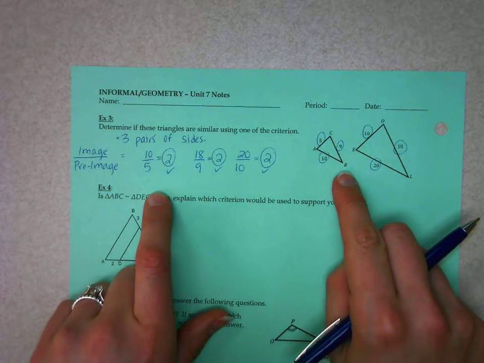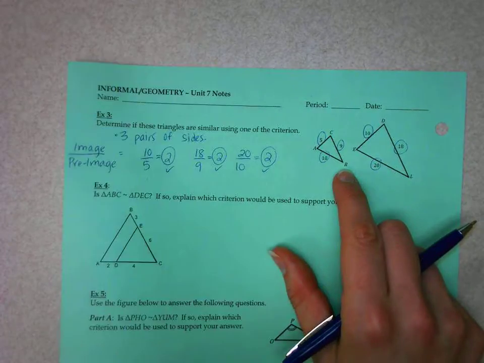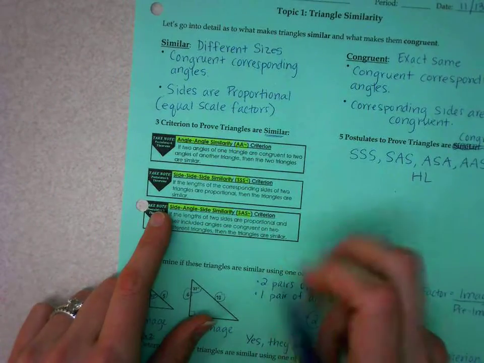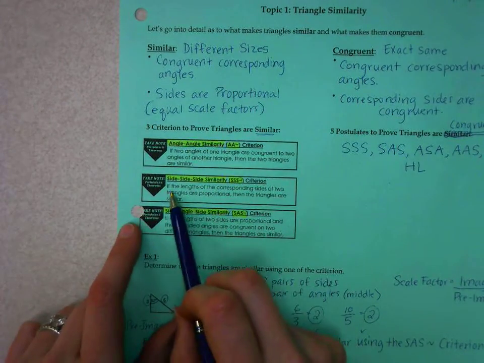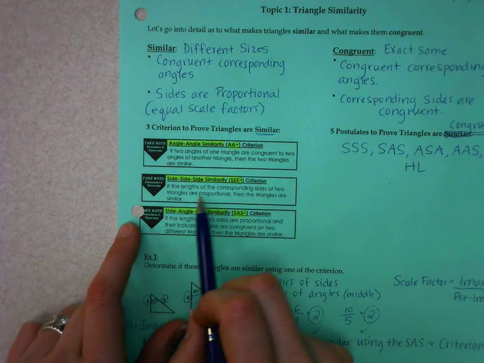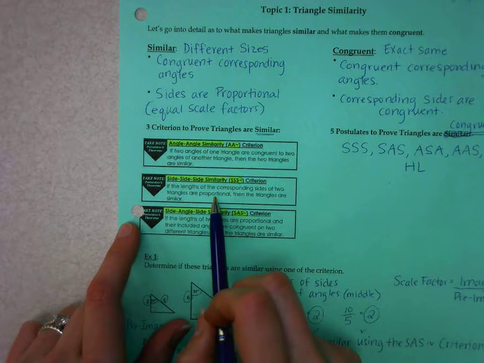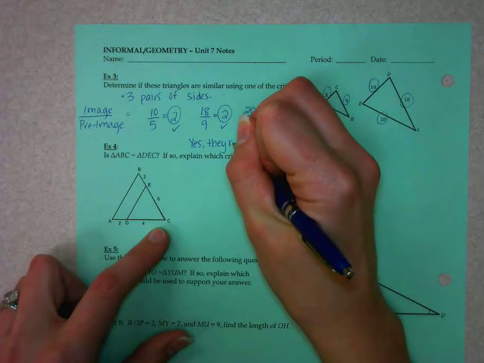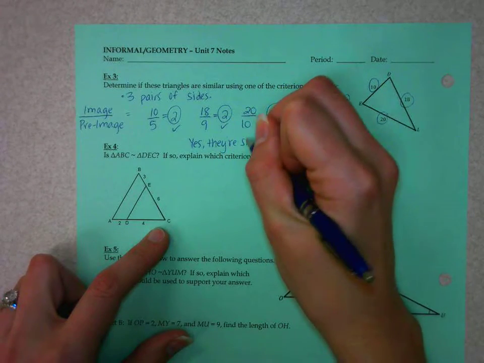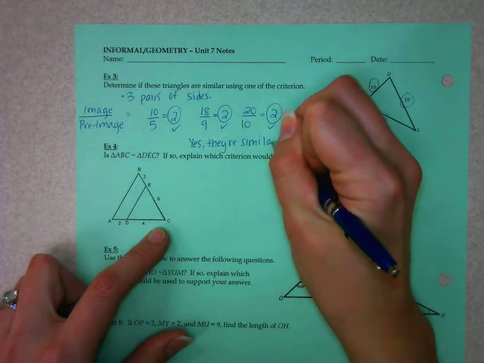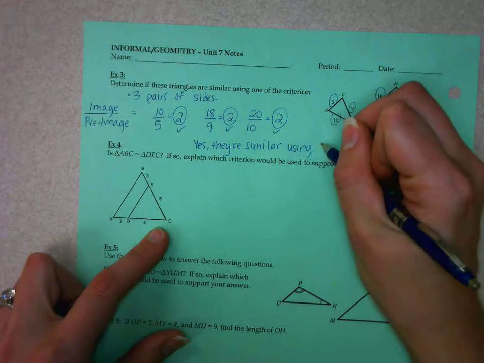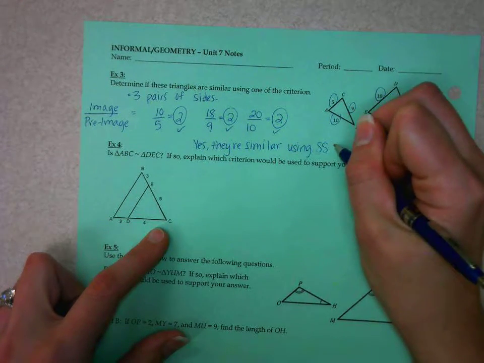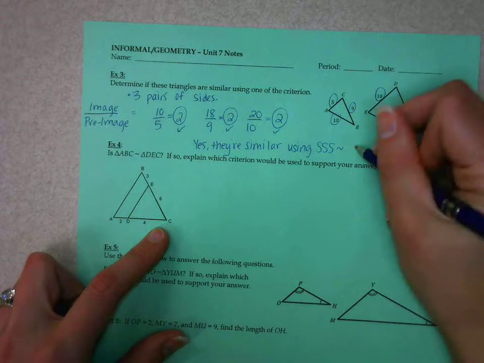So if I do flip back to the SSS similarity, it says if the length of the corresponding sides are proportional, then the triangles are similar. So they are similar using SSS similarity criterion.